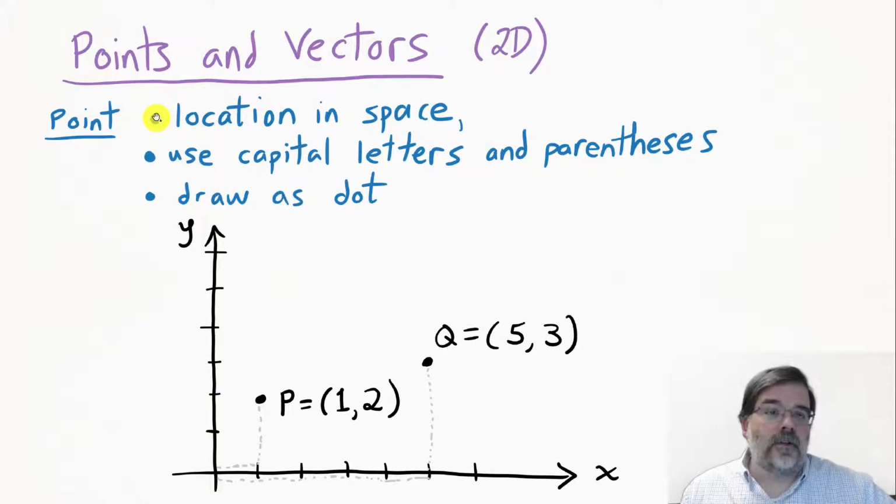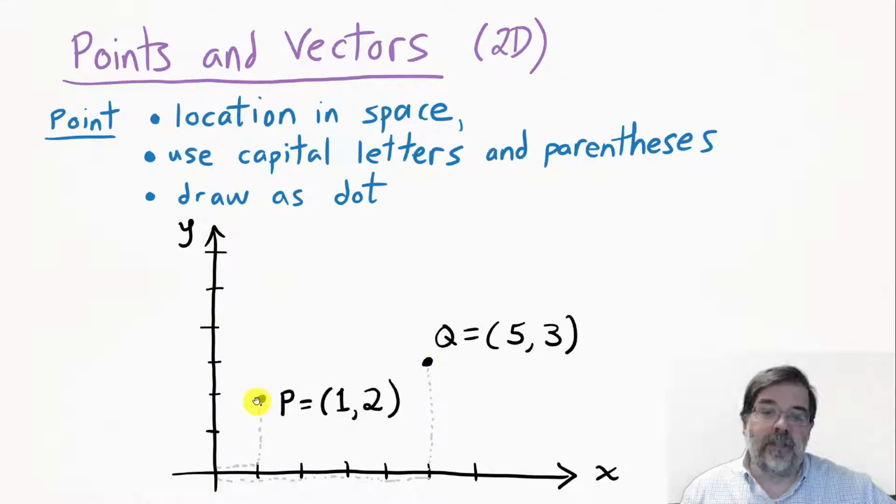Well, to begin, here's something which is probably kind of familiar, a point. A point refers to a specific location in space, and we give it some coordinates to determine where it is with respect to an xy axis. When writing points, we'll typically use capital letters, like P or Q, and we'll use parentheses to enclose the coordinates of the point. And when we graph them, we usually draw them as dots.